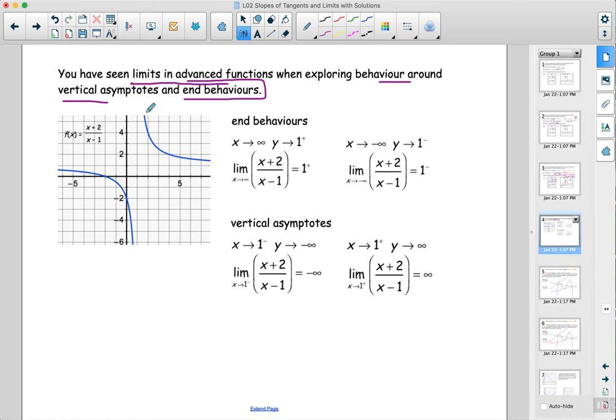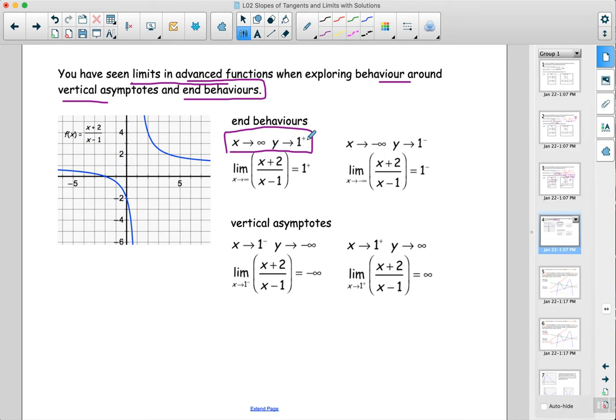This is x plus 2 over x minus 1, and you were responsible for curve sketching these in advanced functions. So we might look at what happens when you send x to infinity. So I'm going to send x to infinity, and as x goes to infinity, I can see that I'm approaching 1 from above. So the notation in advanced functions would look like this. X goes to positive infinity, y goes to 1 positively.